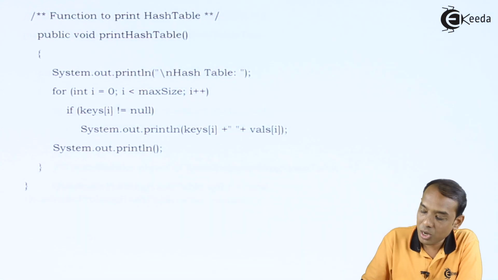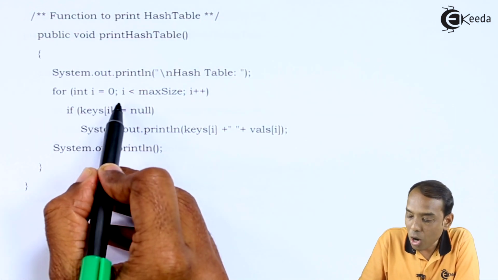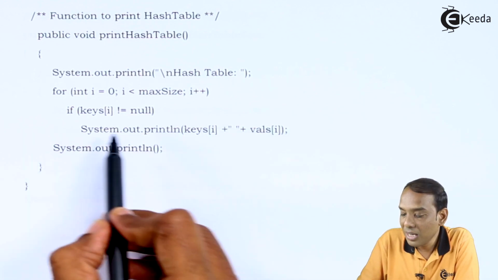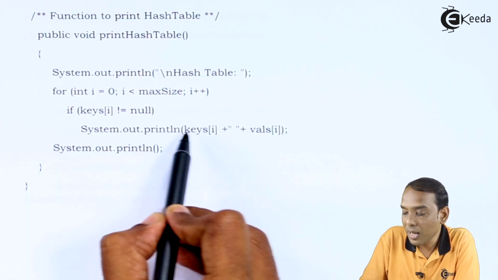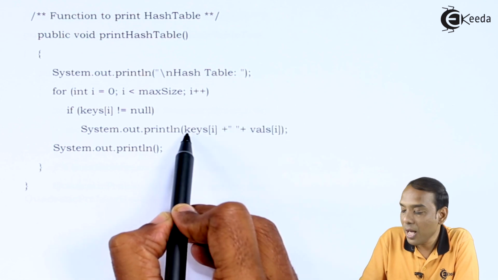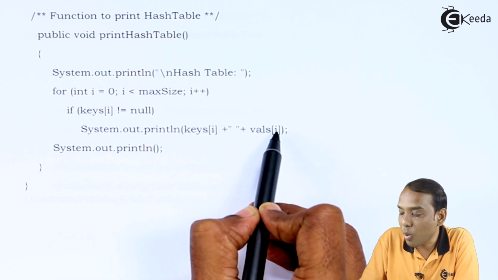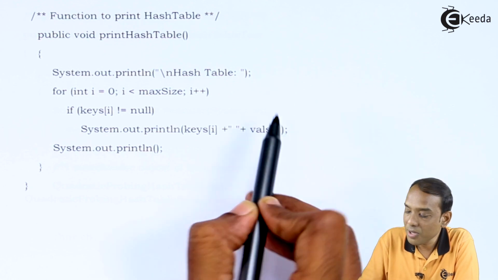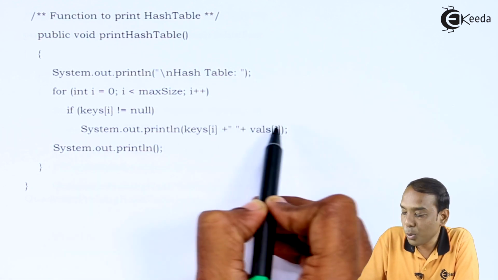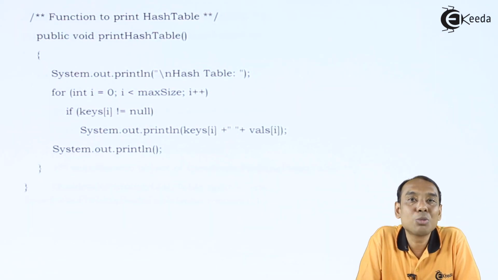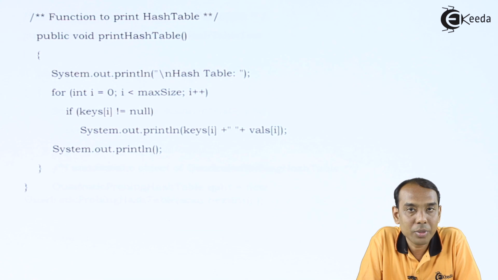And then only we are going to display the corresponding value. We write down the condition if keys[i] not equal to null, then only we are going to fetch the value. We have System.out.println of keys[i]. So the key at the corresponding location i will be displayed, and in a similar pattern its value will be displayed using the index of i. We have keys[i], and its corresponding vals[i] is displayed. Like this we are going to display the hash table.